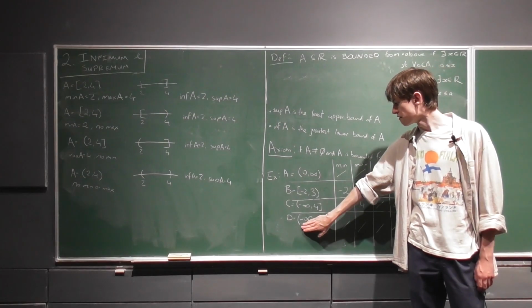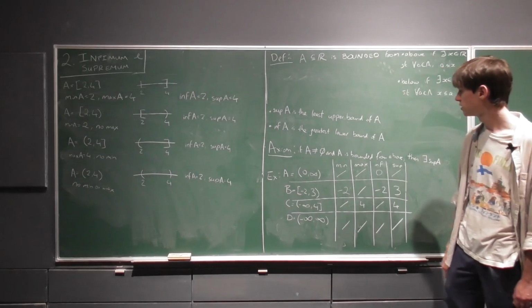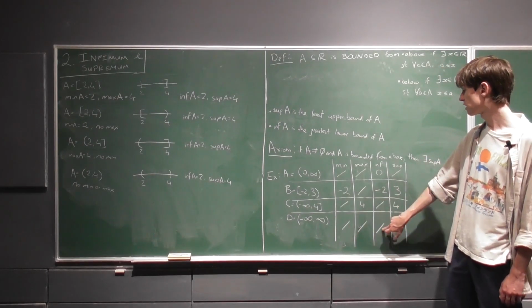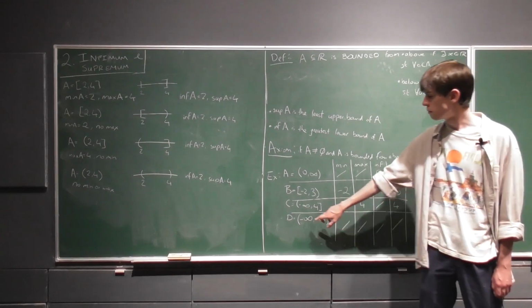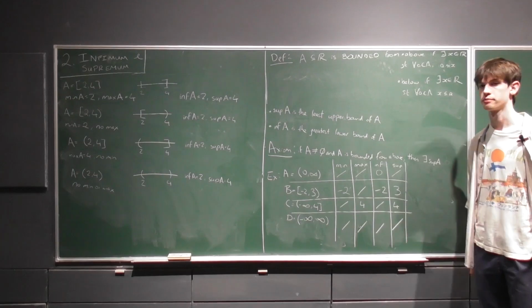And here we have minus infinity to infinity, just the entire real line. There's no minimum or maximum real number, and again, it's clearly unbounded from below and unbounded from above, so there's no infimum or supremum.